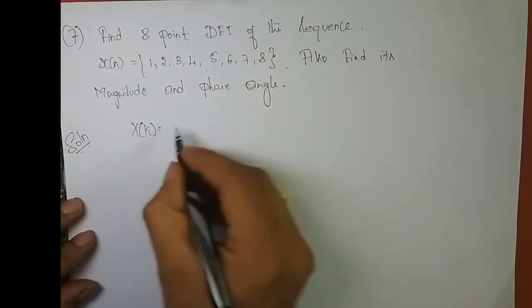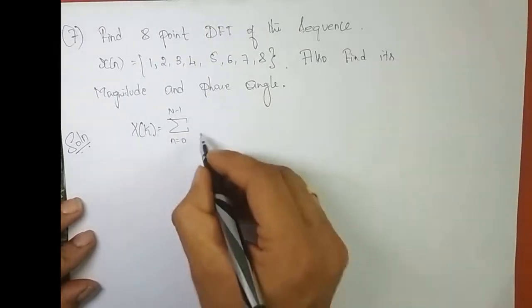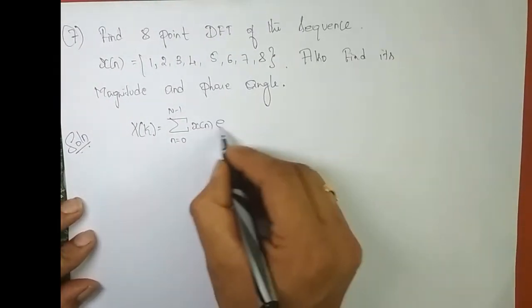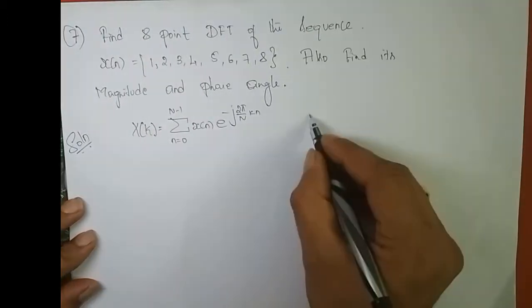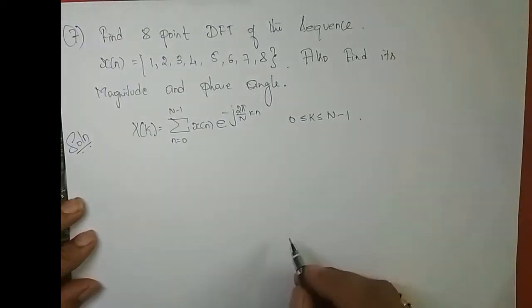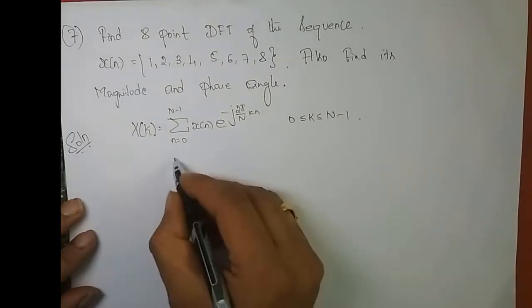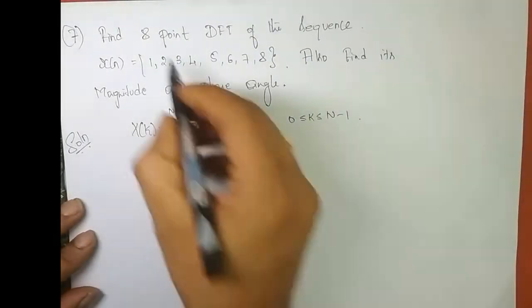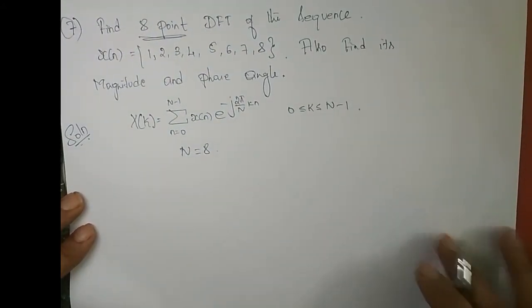X of k is equal to summation n varying from 0 to n minus 1 x of n e power minus j 2 pi by n into kn, where k is varying from 0 to n minus 1. Right? So what is the value of n here? How many point DFT do I need to find? I need to find 8-point DFT. Therefore n is 8.